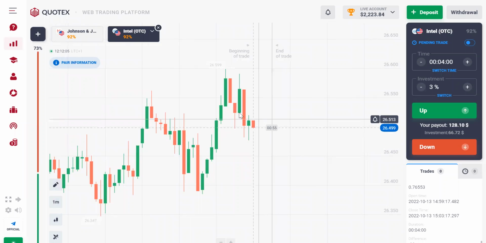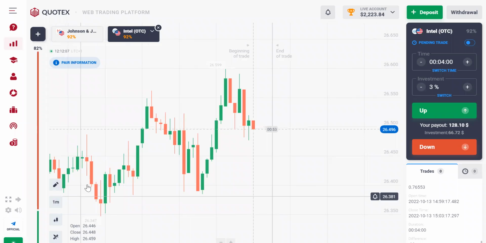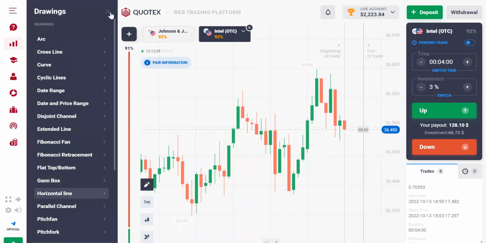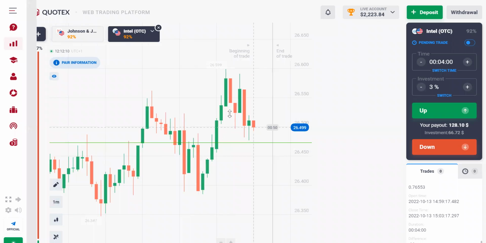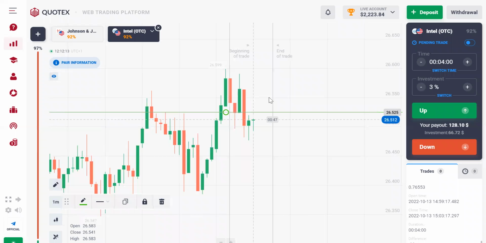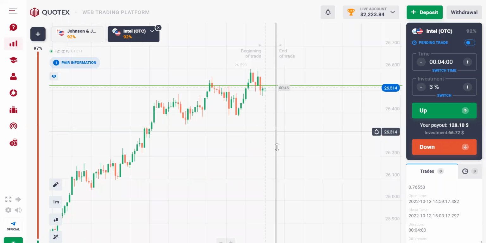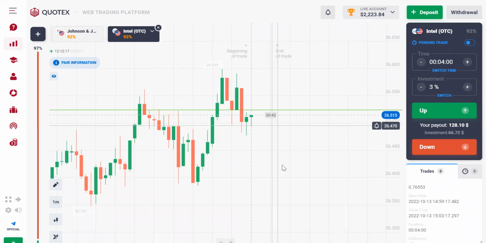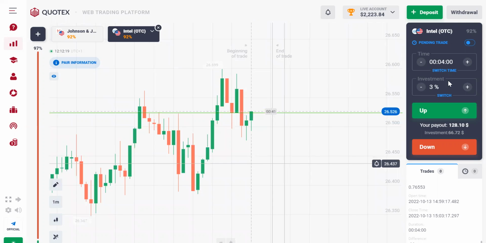Okay, I was waiting for an entry. I would have loved to sell around here. So that might be a good level or a good entry for the sell. Okay, get ready for 4 minutes.